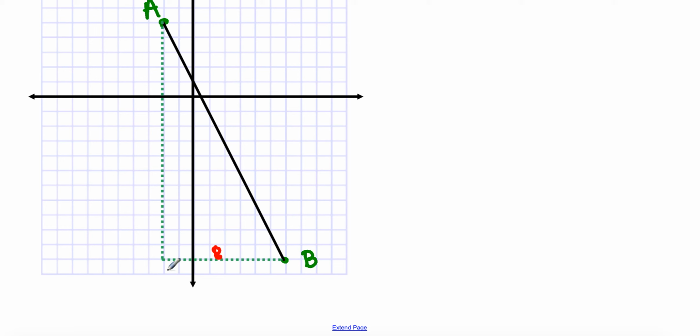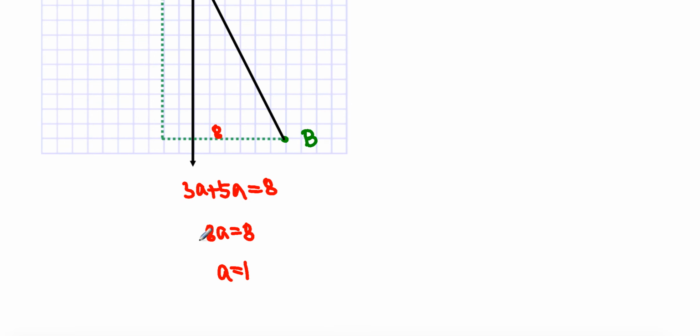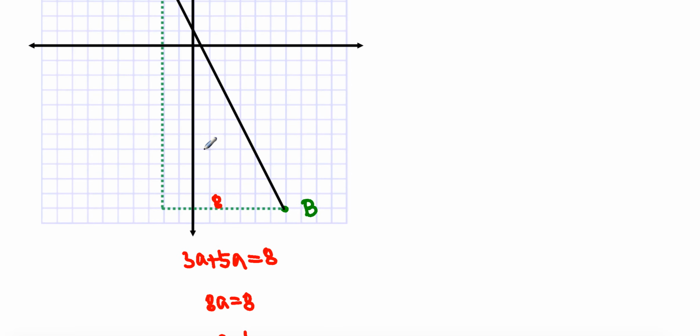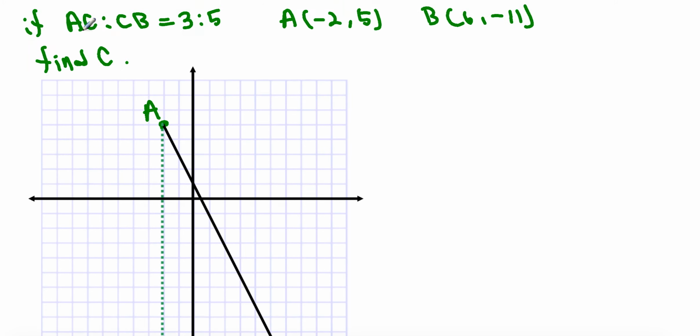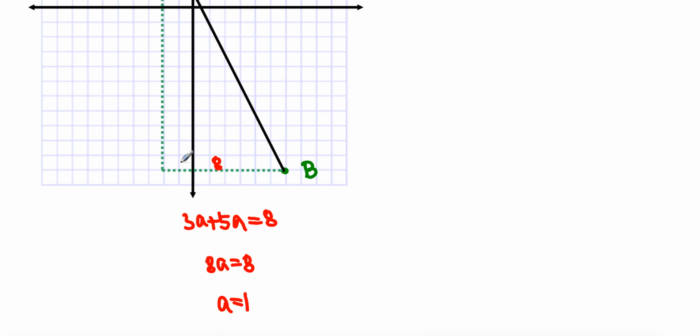So I'm going to write it as 3A plus 5A, because that ratio totals 8. That means you can easily see that 8A is equal to 8, so A must be equal to 1. So 1 is one portion in this case. Looking from A, I can go for 3 portions to C, meaning 1, 2, 3. That's where the 3 A's will be located.